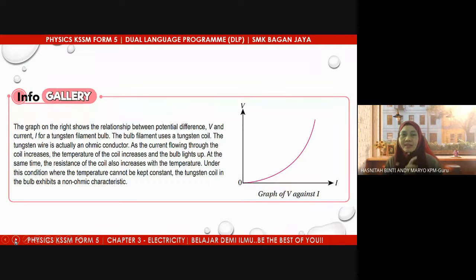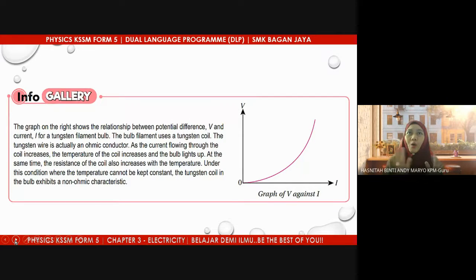So this is the reason. Actually, you can observe your filament bulb at home. The longer you operate the bulb, you can feel the bulb will become hotter, right? The longer it operates, the hotter it becomes. It means when the bulb operates, it generates heat inside. So when it generates heat inside, definitely the temperature will increase, and with the increasing temperature, the resistance in the bulb increases.